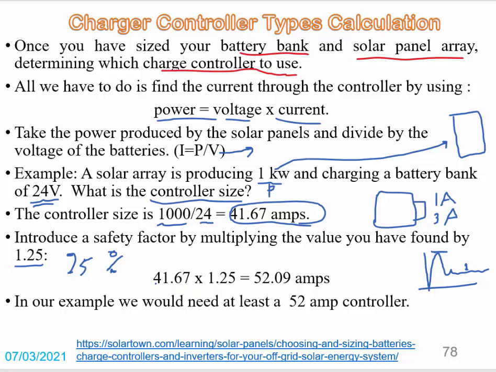So for this value, 41.67 multiplied by 1.25, we will get 52.909 amps. So our controller should be more than this value. Okay, so in our example, we should need at least a 52 amps controller.